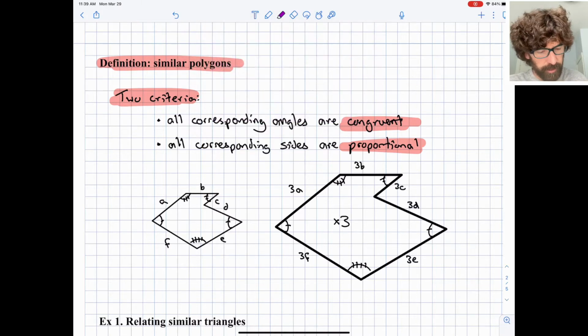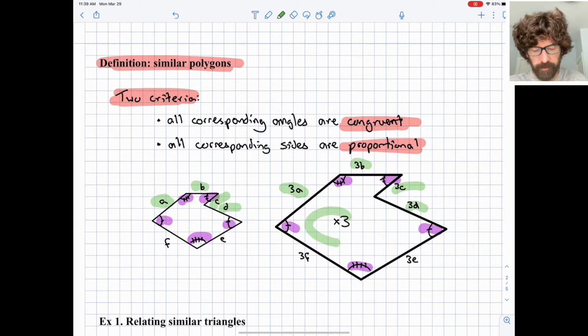So for this quick example here, you can see that these angles are congruent to each other. And when we talk about corresponding angles, we talk about really the matching angles in each shape. Okay, and then we can also see that corresponding sides are proportional. So if this side's a and this side's 3a, that's a scale factor of times 3. And that has to be true for all pairs of sides. Okay, so it's the same scale factor all the way around of times 3. Okay, so that's an example of two similar hexagons right there.